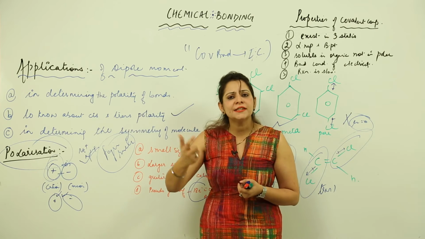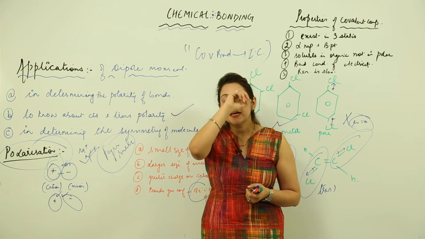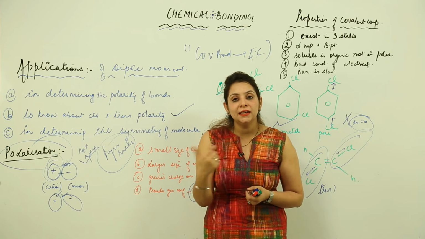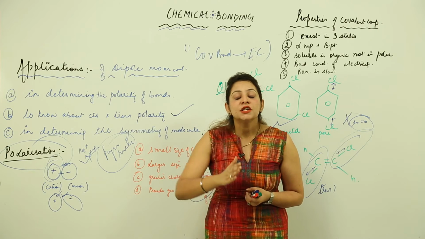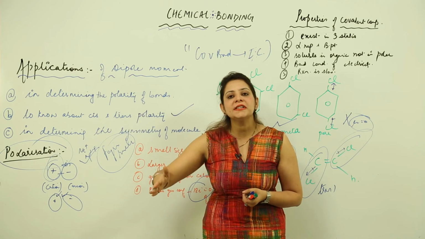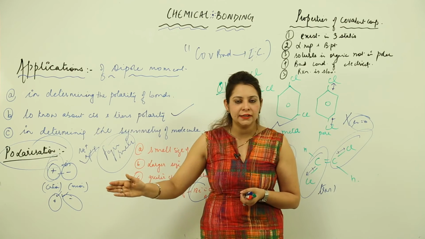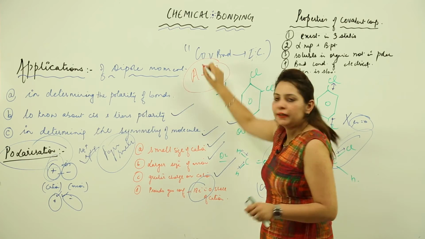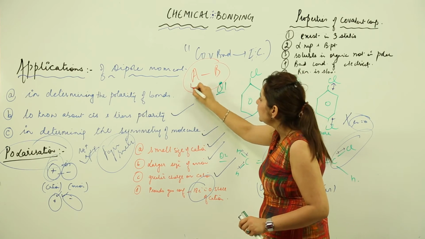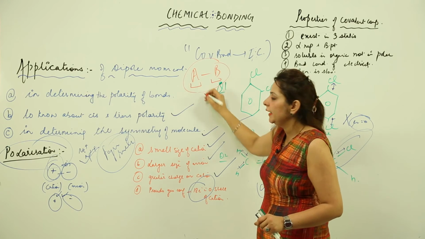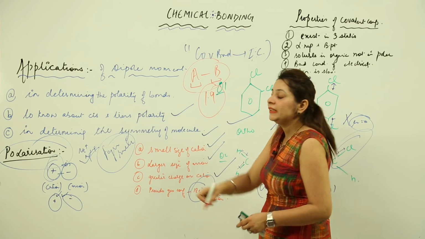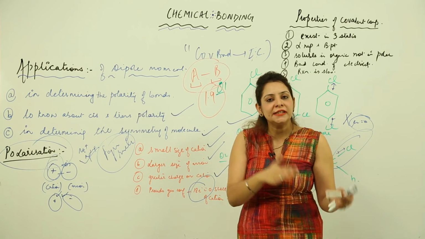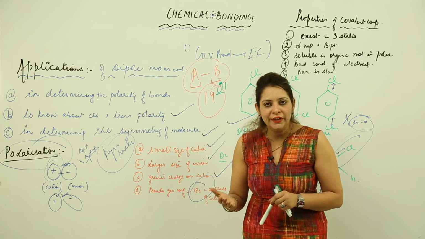So if we take into consideration a specific value, if the electronegativity difference between the two atoms is 1.9, we say that this bond has 50% ionic character and 50% covalent character, right. I will write for you. Suppose I say this is a bond formed between two atoms. If the difference between their electronegativity is 1.9, it is going to possess 50% ionic character and 50% covalent character.